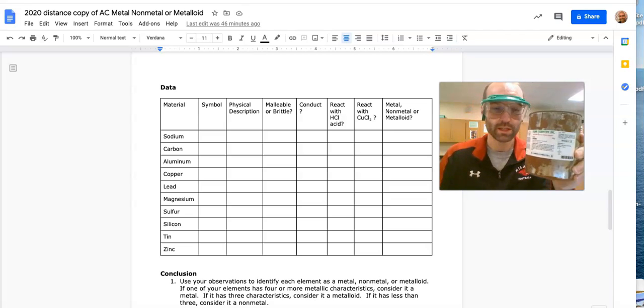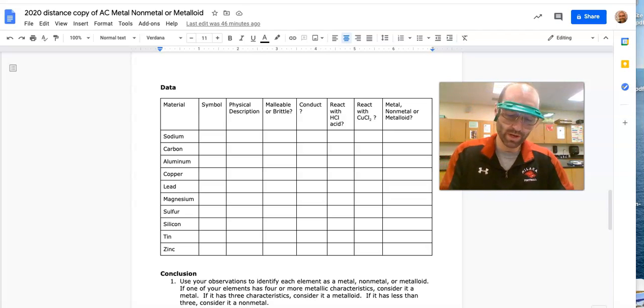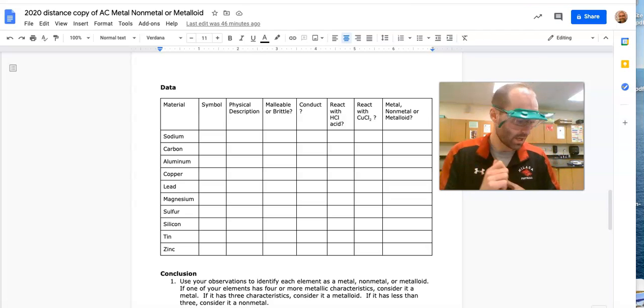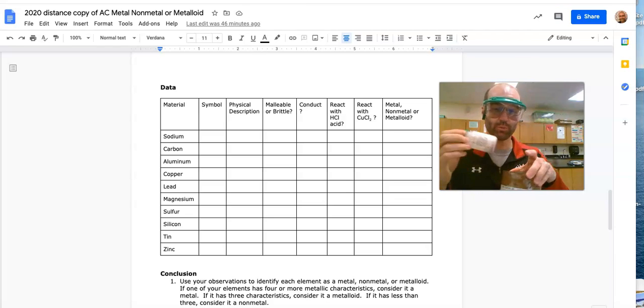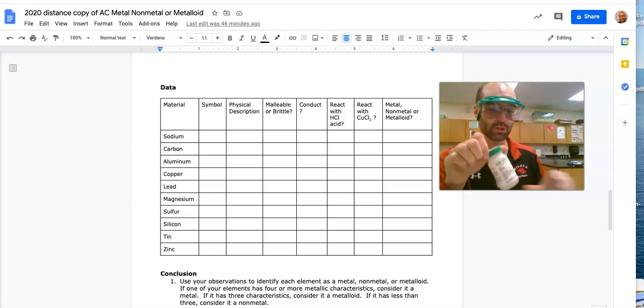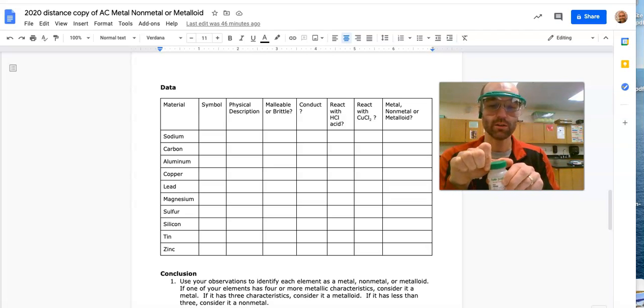All right, so the first element we are working with is sodium, and the first thing I want to point out is that sodium is stored in a special way. Sodium is very reactive with water, and so it's stored in this special canister to protect it from touching any water in the air. I'm going to pull my bottle of sodium out of that special canister, and inside here the sodium is stored under mineral oil.